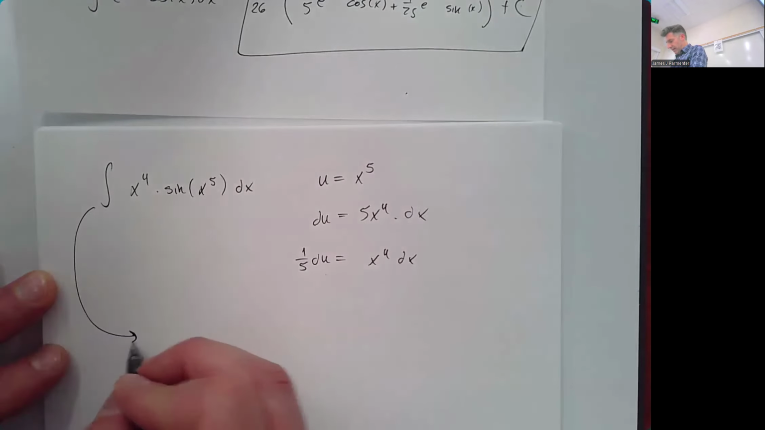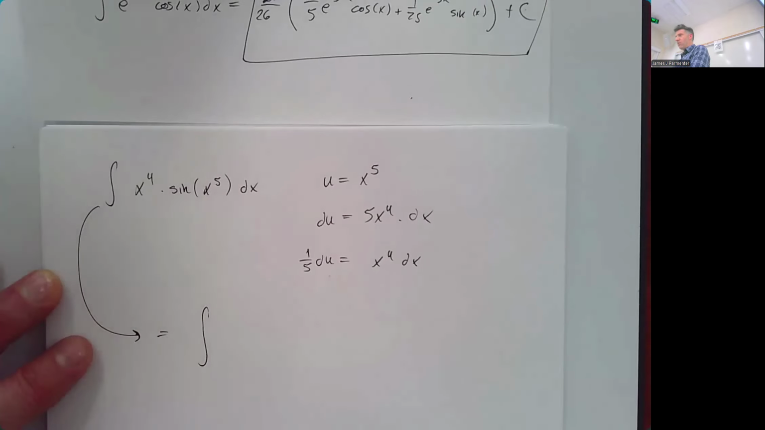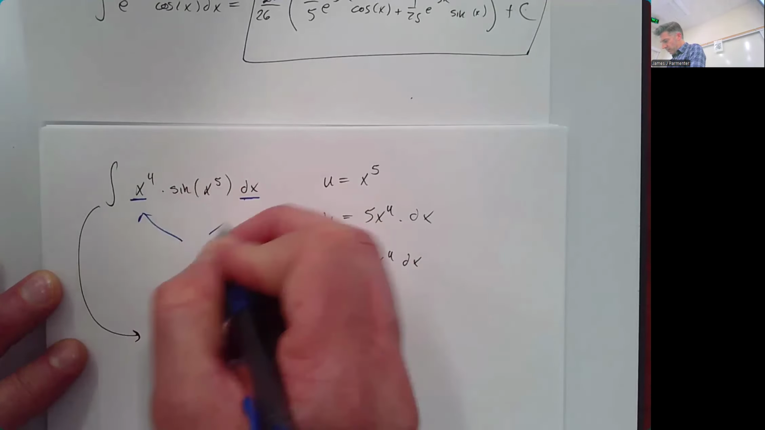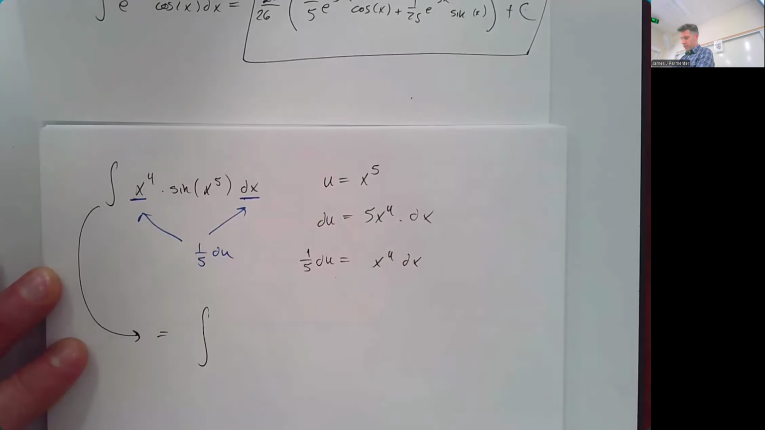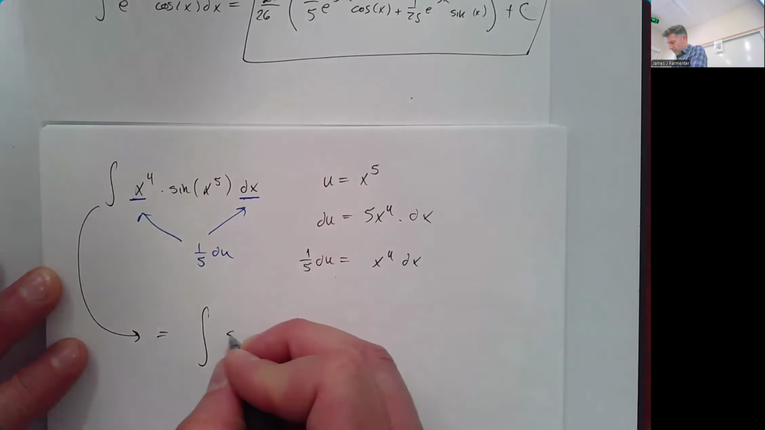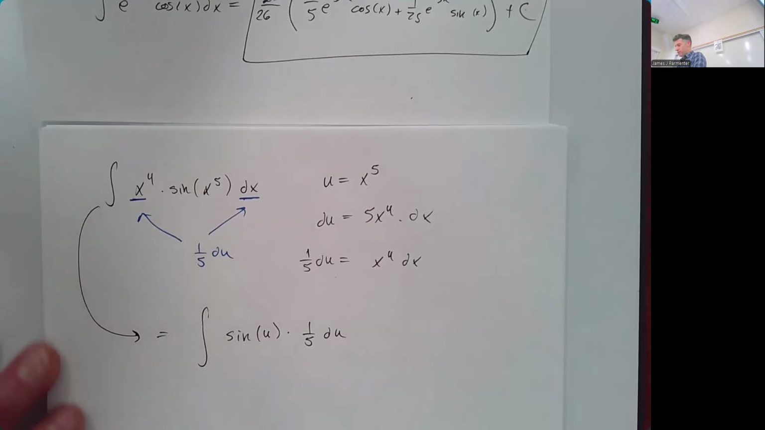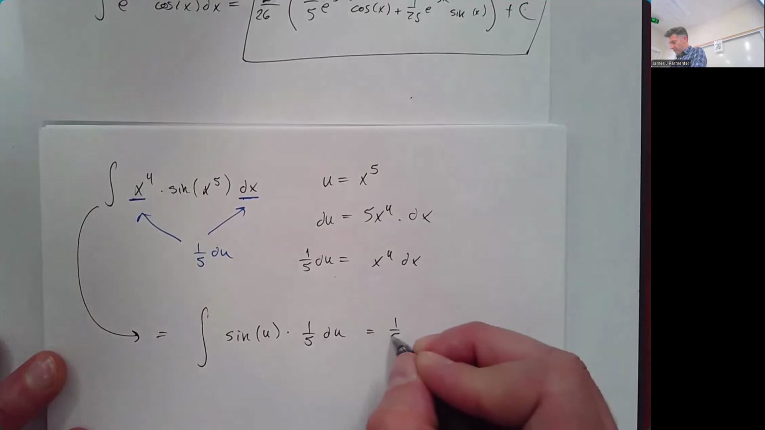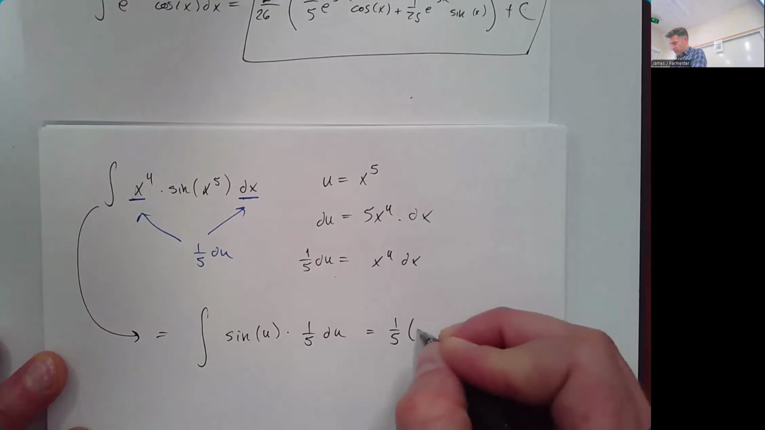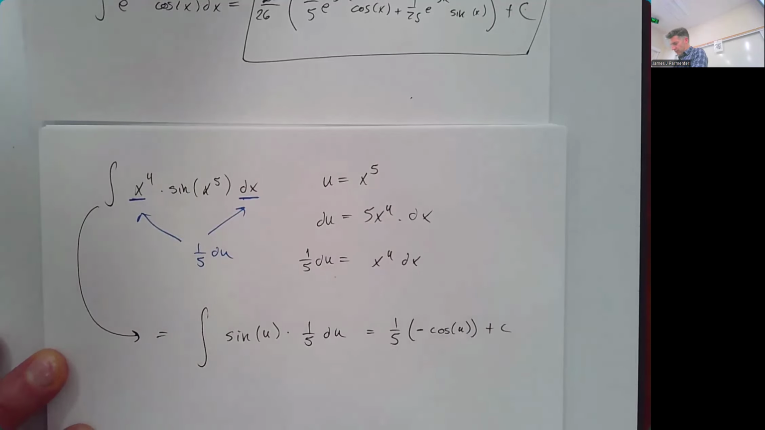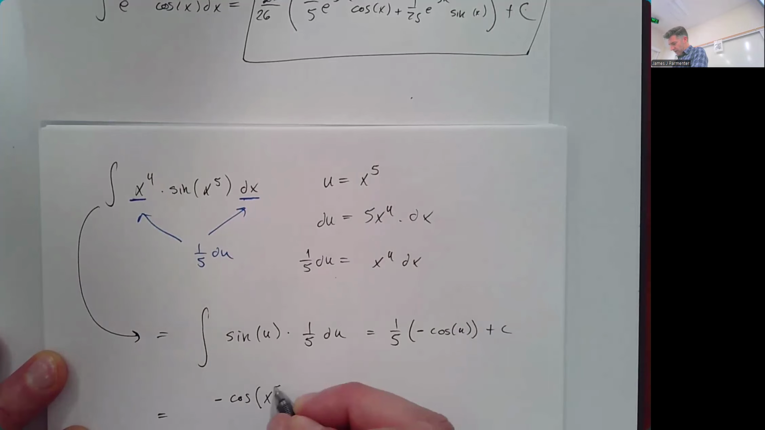So we can rewrite this as the integral of, if I don't want to do too much writing, I'm going to say that that part there, that's my 1/5 du. So I'm going to get sine of u times 1/5 du, which is going to end up being 1/5 times the antiderivative of sine of u, which is negative cosine of u, plus c. And then I would rewrite this as negative cosine of x to the 5th divided by 5 plus c.